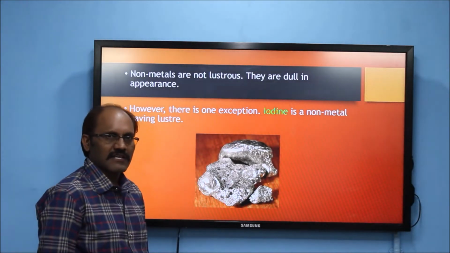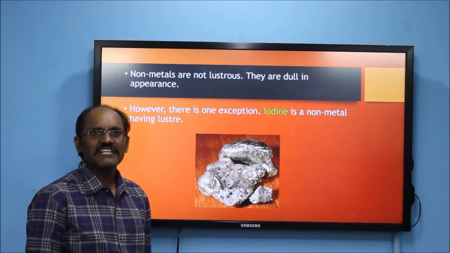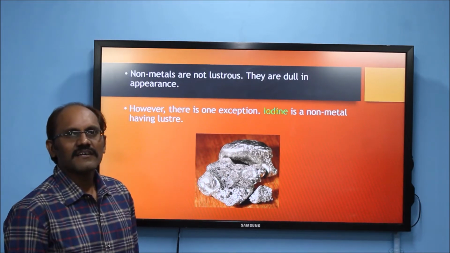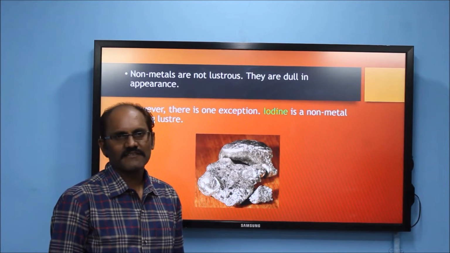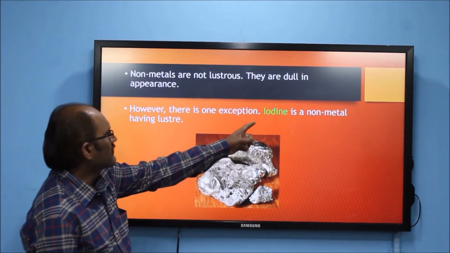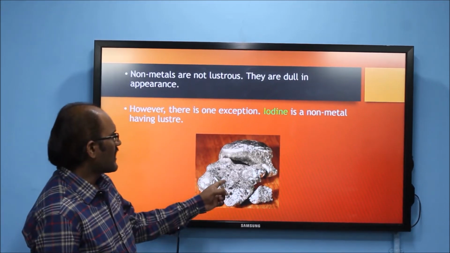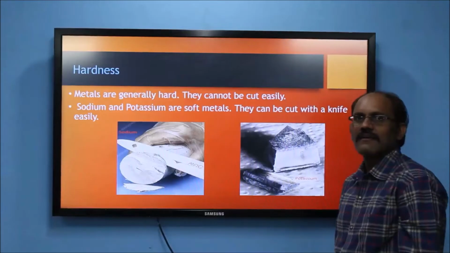Non-metals are not lustrous. This means they don't have shiny appearance. They are dull in appearance. But there is one exception, iodine. Iodine is a non-metal, but it has shiny appearance.